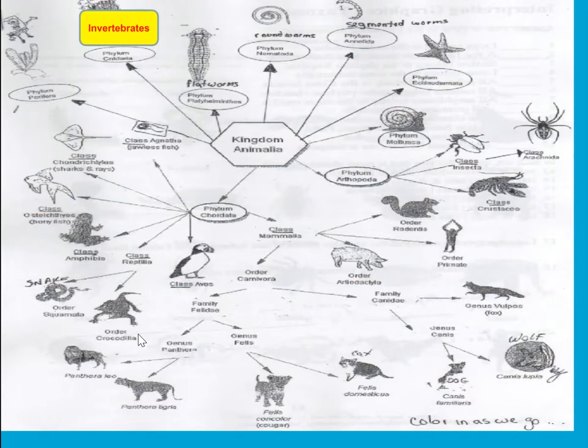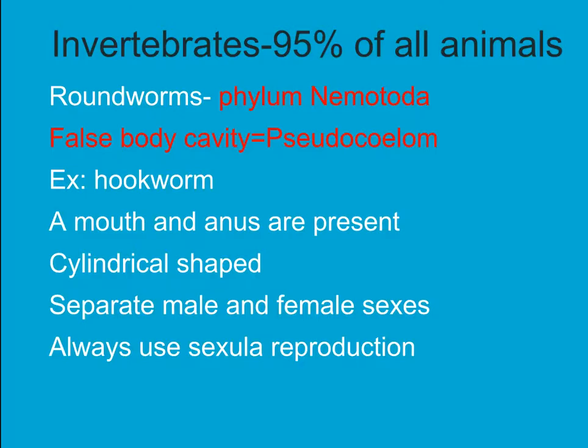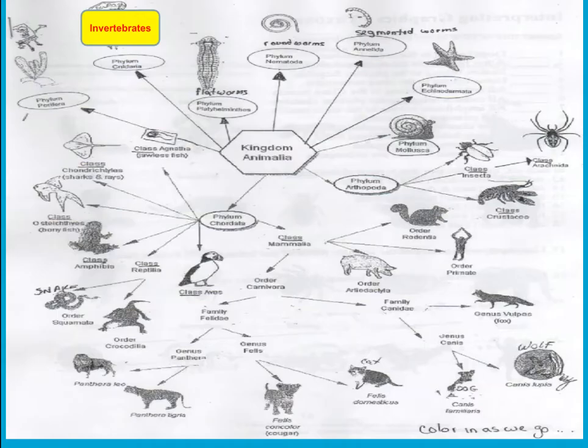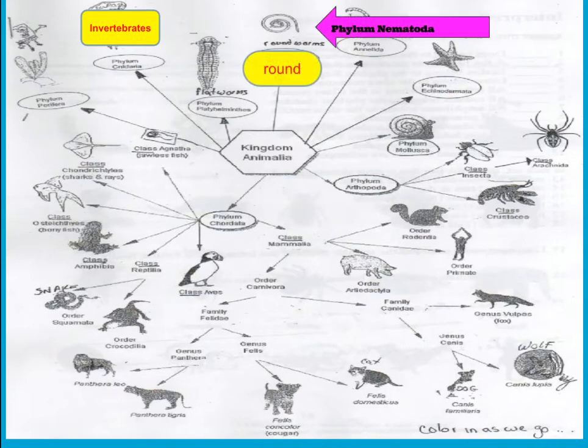Okay, and on our chart, here they are, the Platyhelminthes, and they are the flatworms. Another type of worm is the roundworm called phylum Nematoda. It has a false body cavity or a pseudocoelom. An example is a hookworm. It has a mouth and an anus, a cylindrical shape, and separate male and female sexes. It always uses sexual reproduction. Here's a picture of one. And on our chart, it's up at the top there, phylum Nematoda, roundworm.